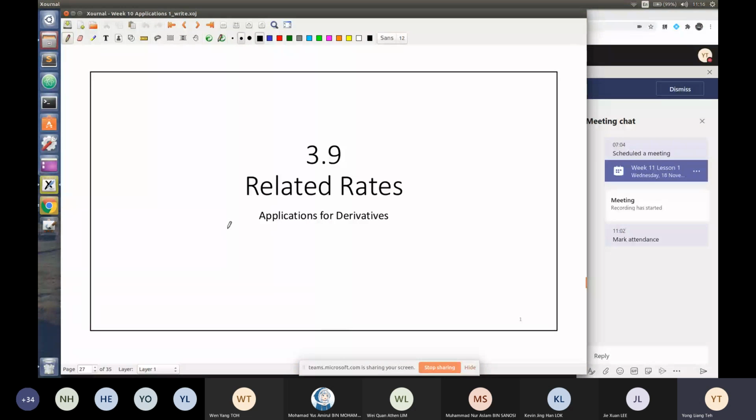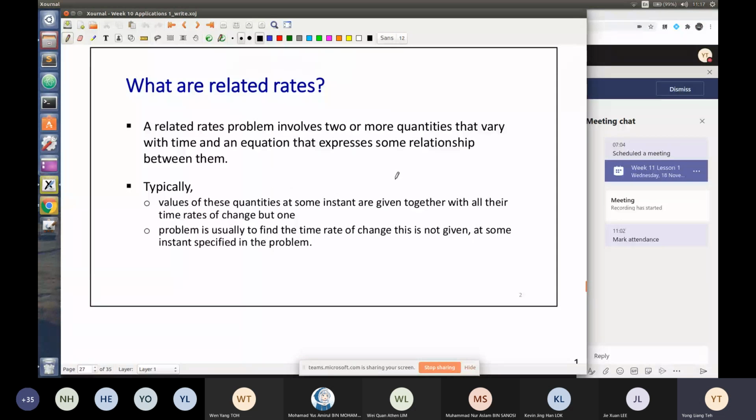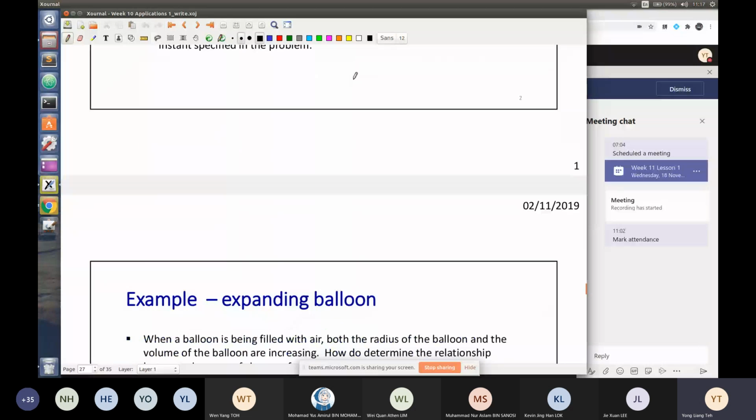So as the name suggests, related rates means when you have a relationship between two variables. So when you have a rate of change in one of the variables, how does the relation between those two variables translate into the rate of change for the other variable? Okay, so that's why it's called related rates here. And I can give you some examples.